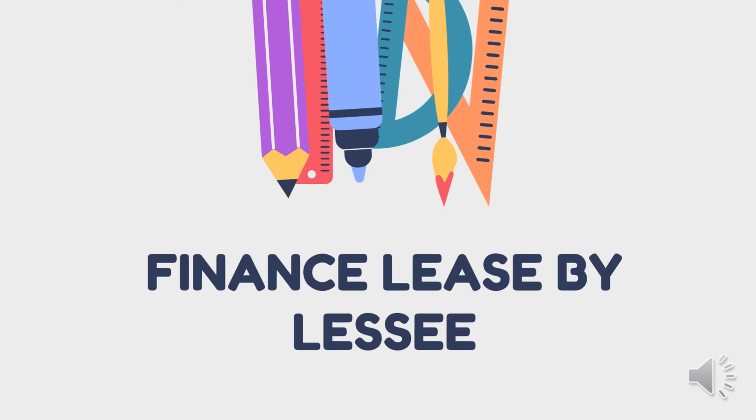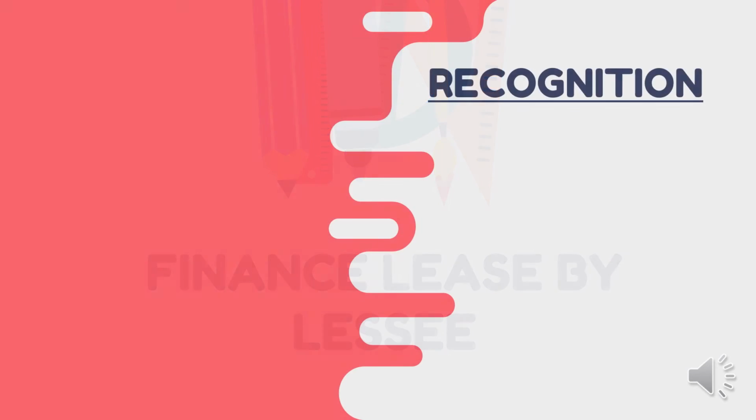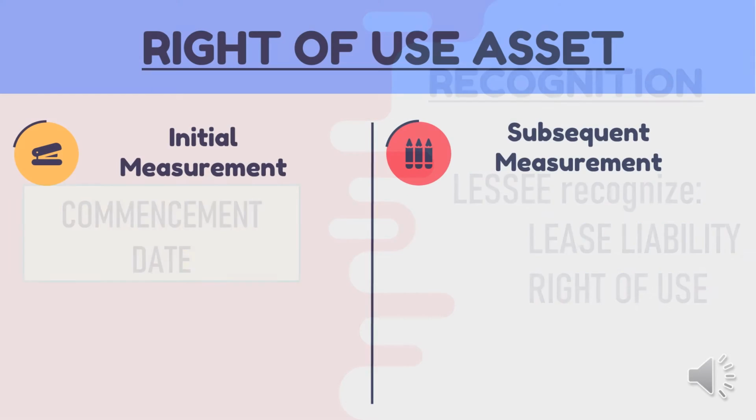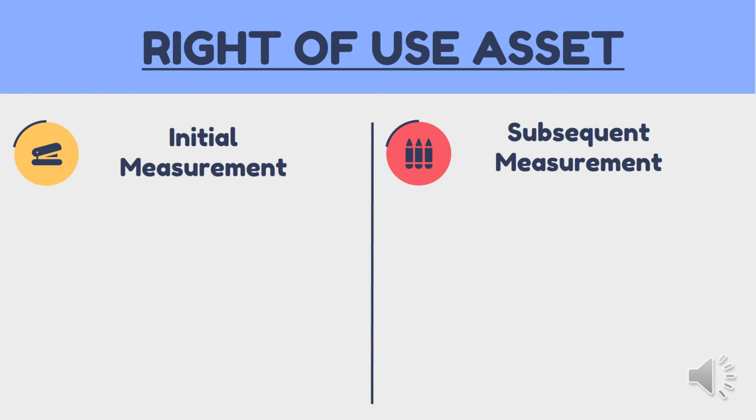As stated earlier, all leases shall be accounted for by the lessee as finance lease. Nabanggit na natin kanina yan under PFRS 16. So, sa recognition, at the commencement date, the lessee shall recognize a right-of-use asset and lease liability. So, ano ba yung right-of-use asset? Yung right-of-use asset is defined as an asset that represents the right of a lessee to use an underlying asset over the lease term in a finance lease.